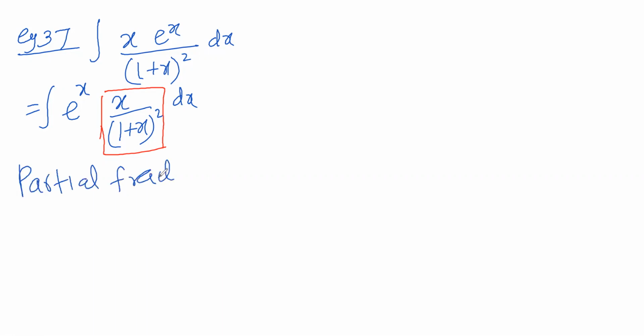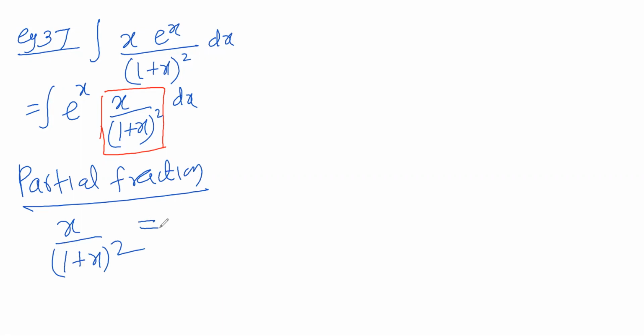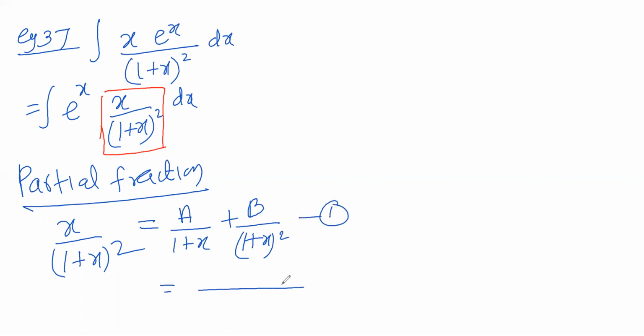Partial fraction, taking the term x by 1 plus x the whole square. We write this as a by 1 plus x plus b by 1 plus x the whole square, and call this 1. Now taking the LCM, which is 1 plus x the whole square, we have numerator a into 1 plus x plus b. Left hand side is x by 1 plus x the whole square.